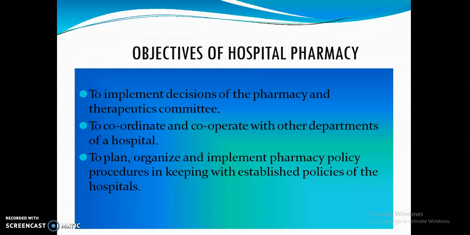So apart from those objectives, you can see on the slide, these are also objectives of hospital pharmacy. To implement decisions of the pharmacy and therapeutics committee, to coordinate and cooperate with other departments of the hospital. Also to plan, organize and implement the pharmacy policy and procedures in keeping with established policies of the hospital. So these are also objectives of hospital pharmacy.